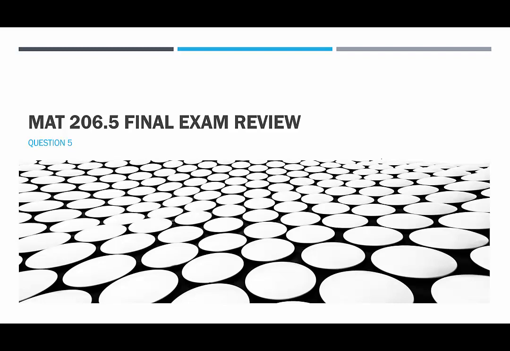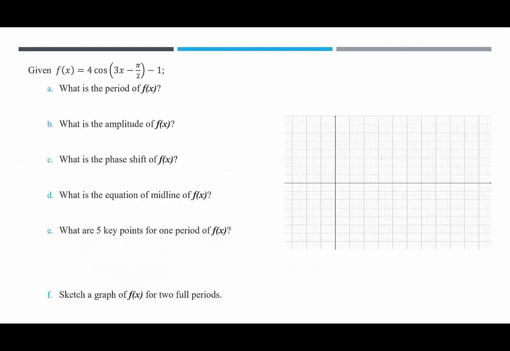In this video, we are going to look at question 5 of the Math 206.5 Final Exam Review. We are asked to sketch a graph of f of x, where f of x is given by 4 times cosine of (3x minus pi over 2) minus 1. And this can be really intimidating, so let's take it step by step.